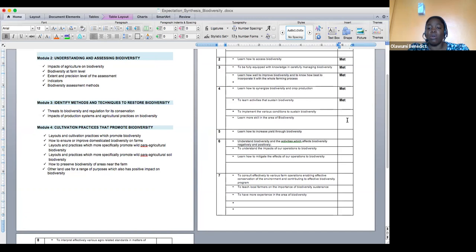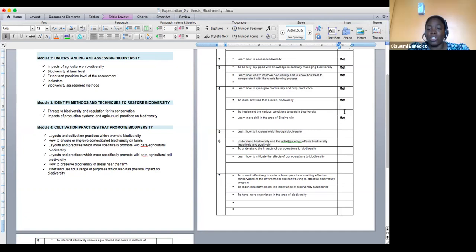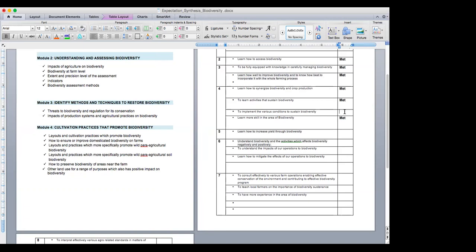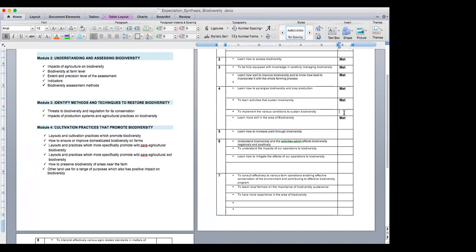Learn more skills in the areas of biodiversity. Did we meet this expectation or not? Yes, yes. I met this. To implement the various conditions to sustain biodiversity. Did we meet this expectation or not? It was 100% met. Thank you.